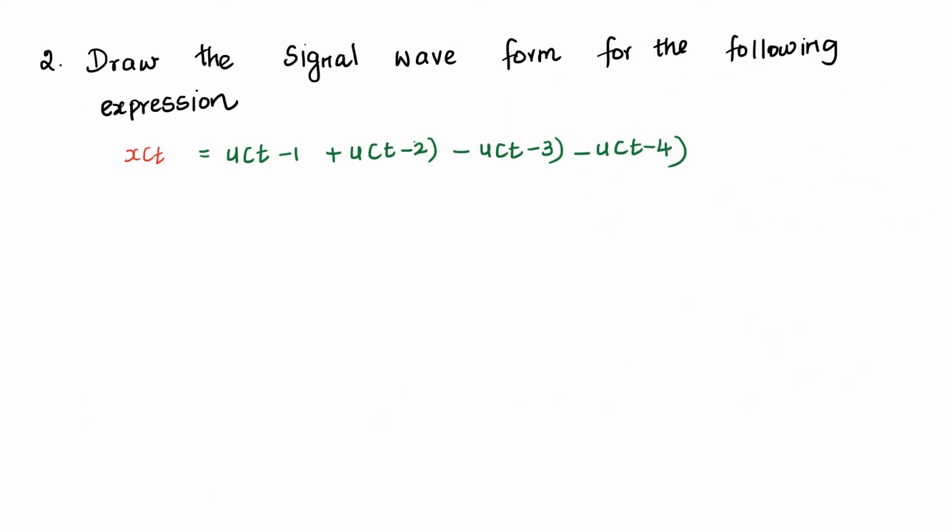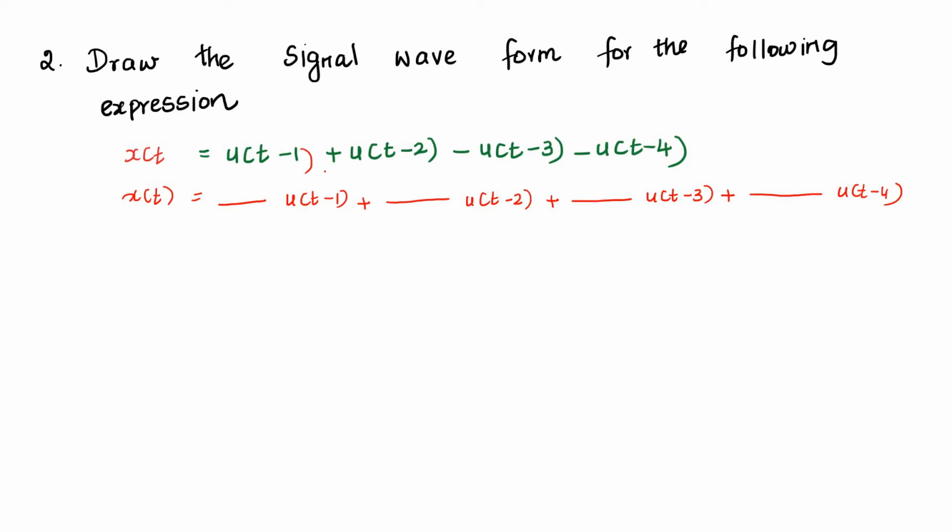Next, draw the signal waveform for the following expression. Here also, I am going to rewrite the same once again. X of t is equal to 1 u of t minus 1 plus 1 u of t minus 2 plus 1 u of t minus 3 plus 1 u of t minus 4. Because from the coefficient, first of all, we have to put the coefficient in the blank space.